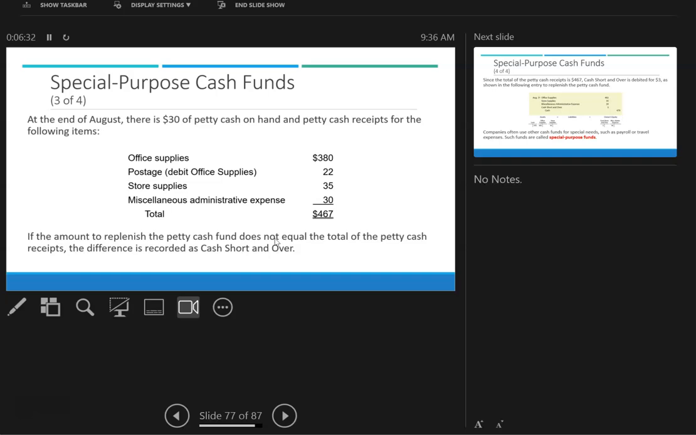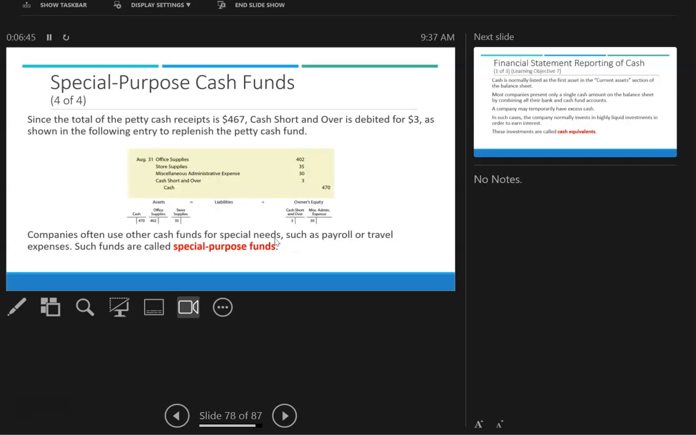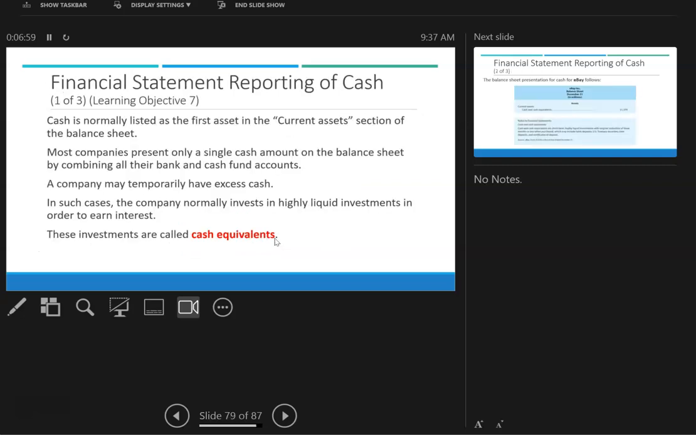which totaled our $467. So at the end of the week or the month, to replenish this petty cash, we're going to record these adjustments or these transactions and receive more cash. So as you see here, we debit all of our supplies and expenses. We credit our cash because we use that up. And then we'll replenish our petty cash with an extra $470.